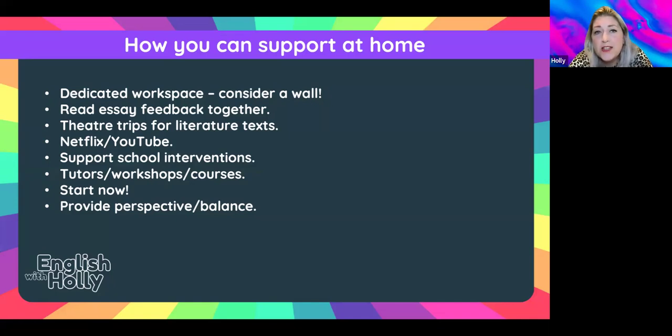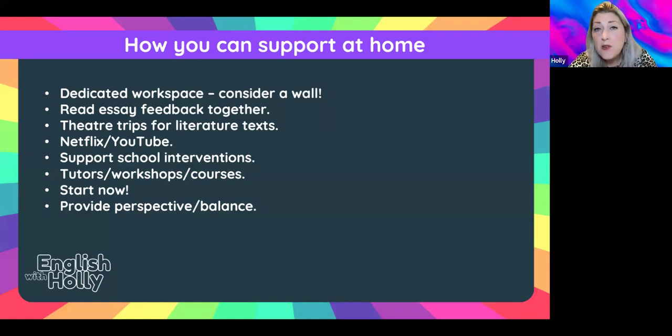Tutors, workshops, courses. Obviously, I'm going to say workshops and courses because I offer them, and I think they provide a really nice different perspective on what's being taught in the classroom at school. Sometimes hearing things taught from a different voice and a different perspective can be really refreshing, and it might just connect with your teen, and really help them understand the texts and what they need to do to achieve well in the exams.